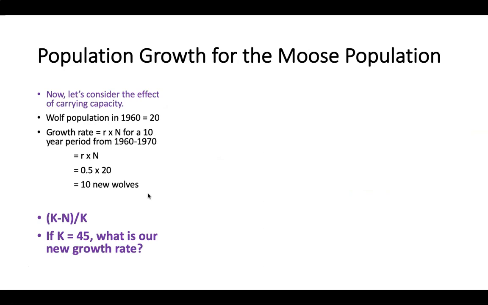Now, let's look at the effect of carrying capacity on the growth rate. Let's say that the carrying capacity for the wolf population is 45. Now we already have 20 individuals. The difference between 20 and 45 is not nearly as great as the difference in carrying capacity and population size for the moose population. So we could already expect that our growth rate is going to be smaller for the wolf population. So let's calculate our new term.